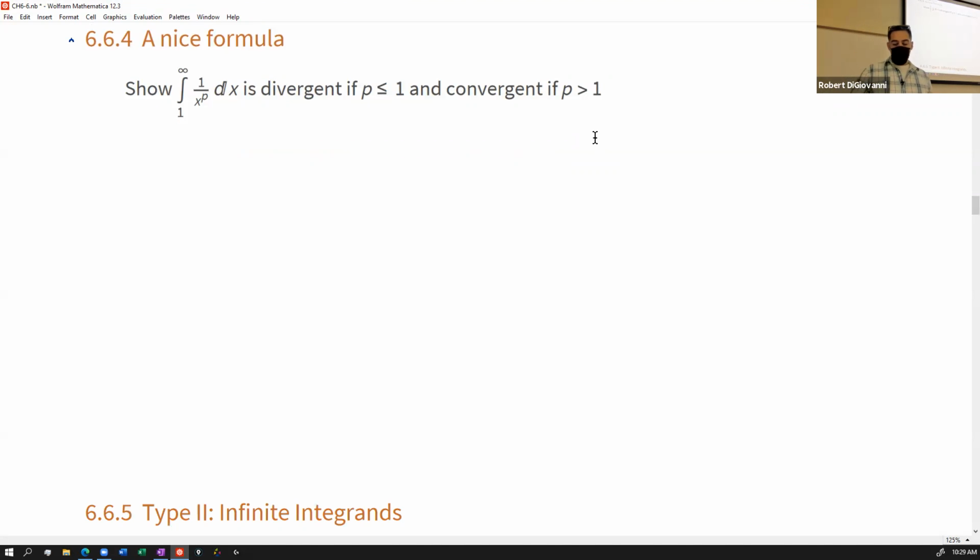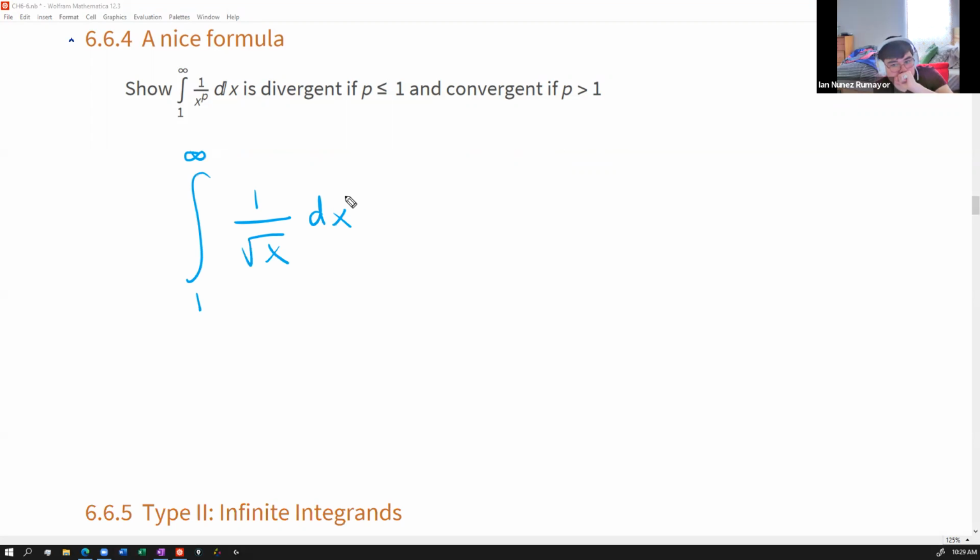So now if you were given a problem like this, this should be easy. If I'm just asking, does this converge or diverge? If I say integral, let's say 1 to infinity of 1 over the square root of x dx. Does that converge or diverge, and why? What's the power on x? 1/2. Is 1/2 smaller than 1 or bigger than 1? Smaller. What happens if it's smaller than 1? Diverges. Do you understand that? You don't have to do any work. This is divergent. So p here is 1/2, which means it's divergent.